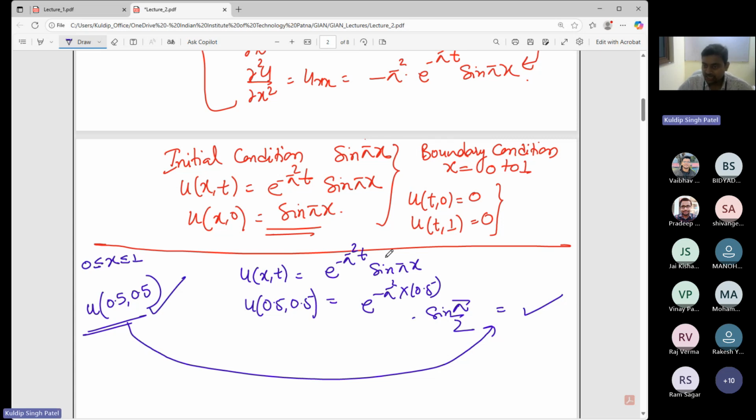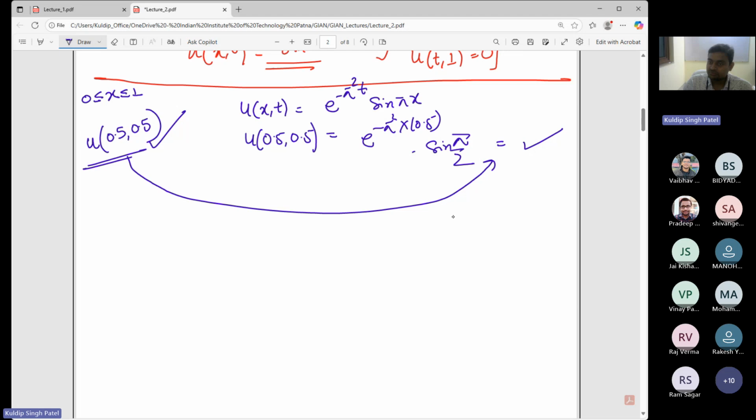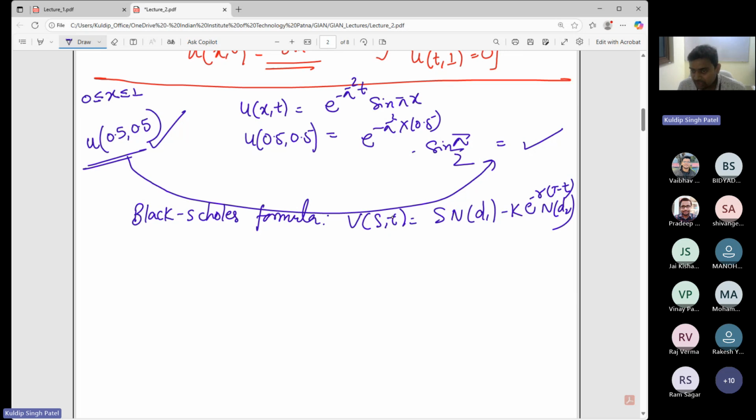Now let us associate this with the Black-Scholes equation, because that is our prime objective. We know the Black-Scholes formula, right? What was it? V(S,t) equals S N(d1) minus K e to the power minus r(T minus t) N(d2). So from this exact formula, for any S and any t, we can find the value of V.